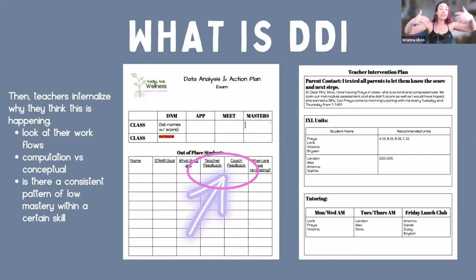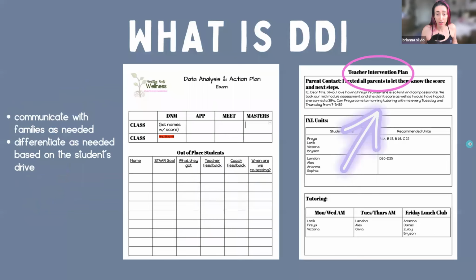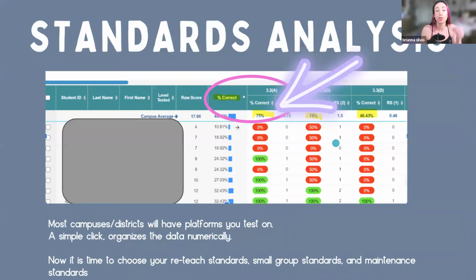Is there a consistent pattern of low mastery within a certain skill set so that you know how to communicate with the guardian and the student? Hey, it is clear to me that you seem to be struggling with long division. Does that feel right for you? Does that feel accurate? And they'll tell you. If they trust you, they'll tell you. Communicate with the families as needed and then differentiate as needed based on the student's drive.